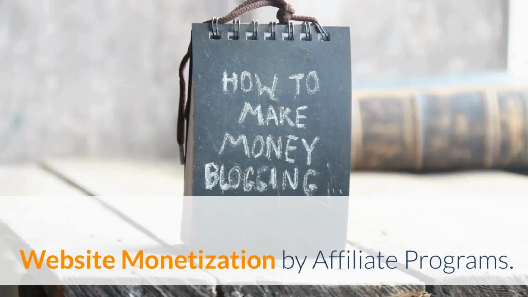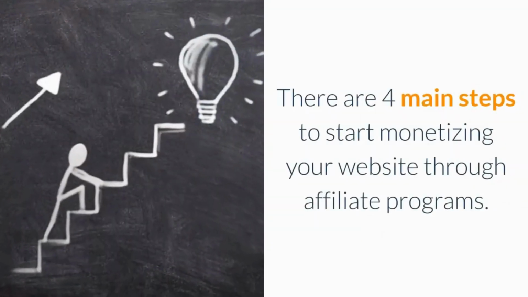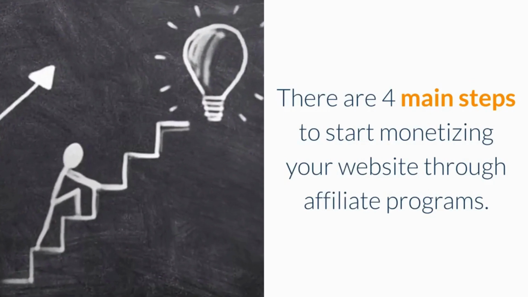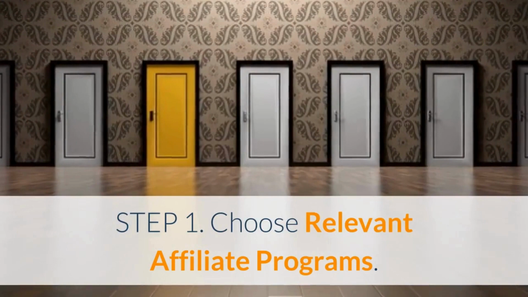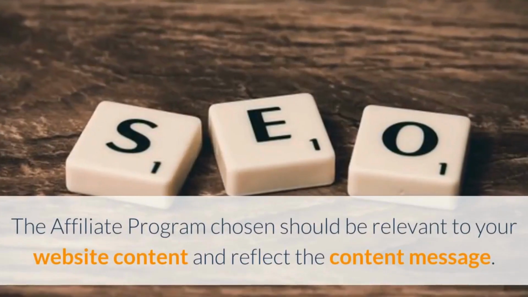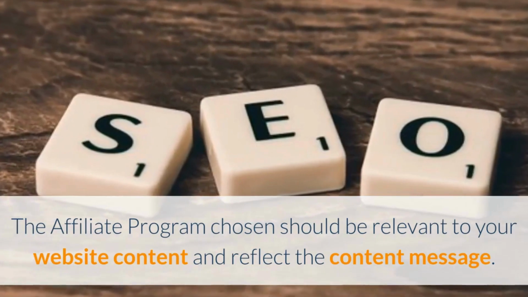Website monetization by affiliate programs. There are 4 main steps to start monetizing your website through affiliate programs. Step 1. Choose relevant affiliate programs. The affiliate program chosen should be relevant to your website content and reflect the content message.